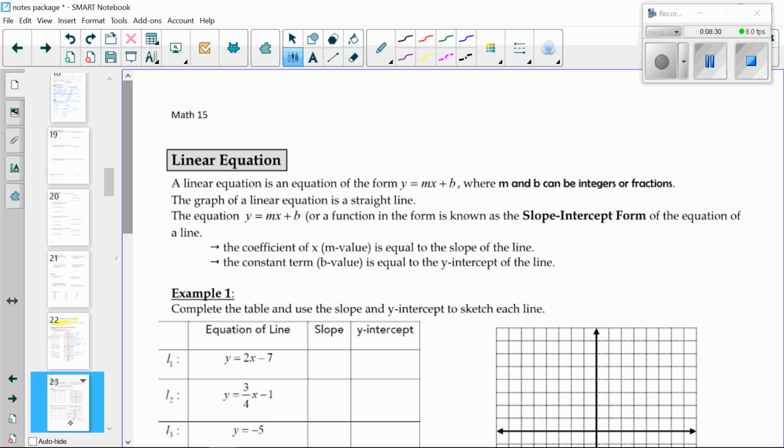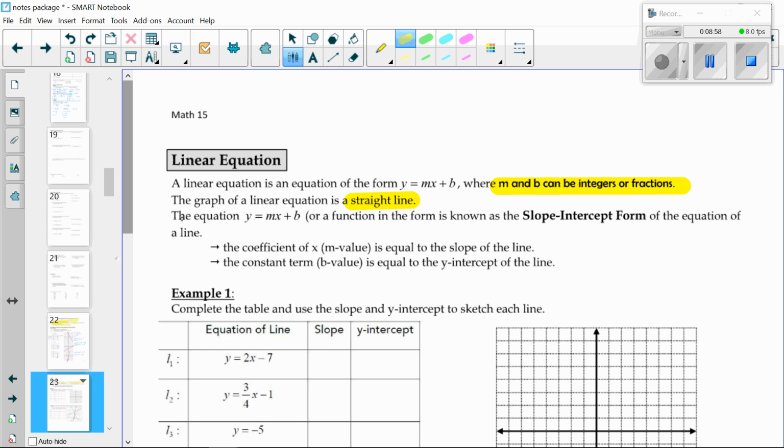Now, a linear equation is an equation of the form y equals mx plus b, where m and b can be integers or fractions. I want you to highlight that. M and b can be integers or fractions. The graph of a linear equation is a straight line, always.